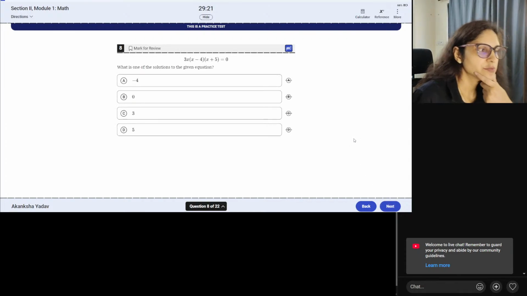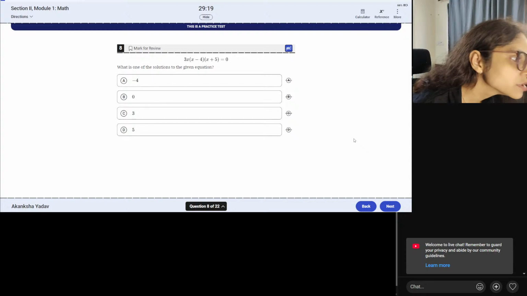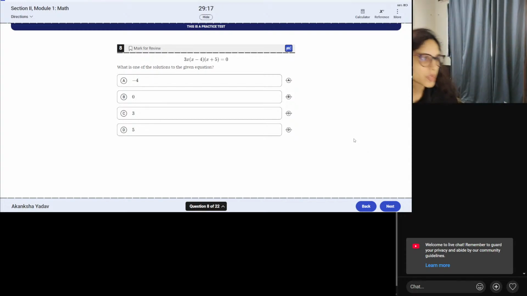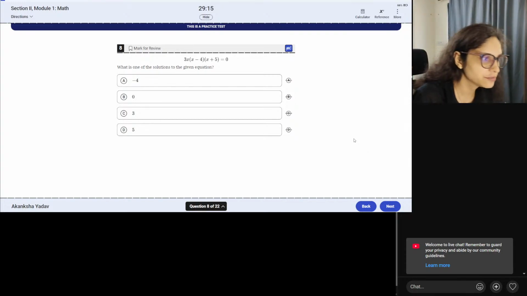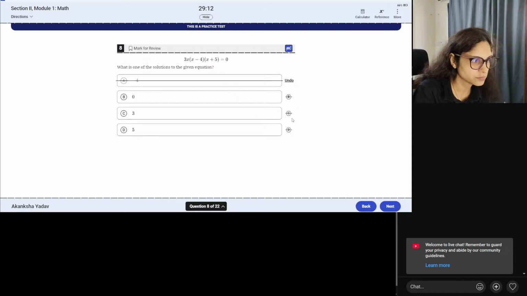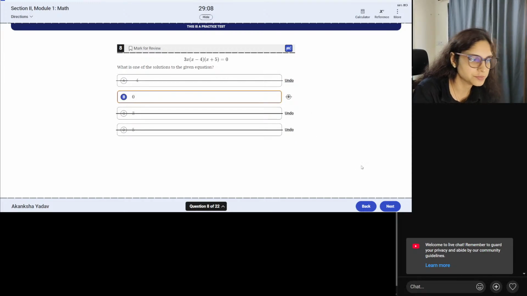Three x times x minus 4 times x plus 5 is equal to 0. So the solutions are 0, 4 and -5. It is 4, not -4. It is not 5, it is -5. 3 is not there. 0 is the correct answer.